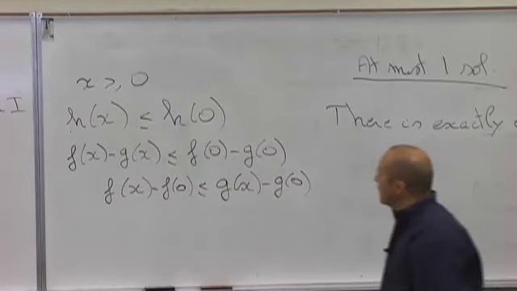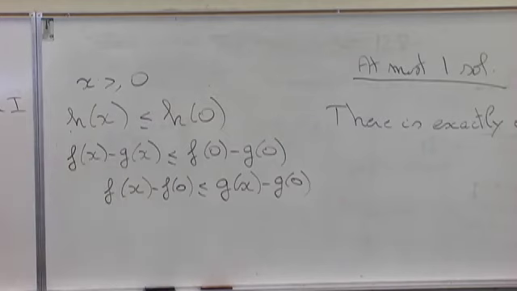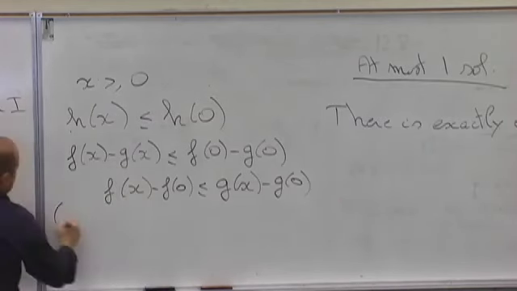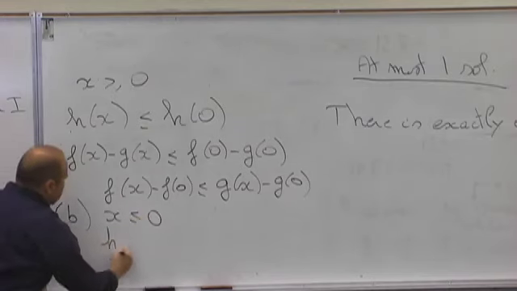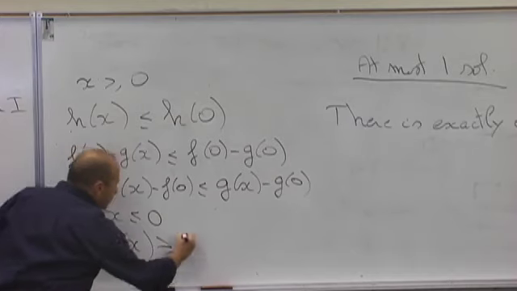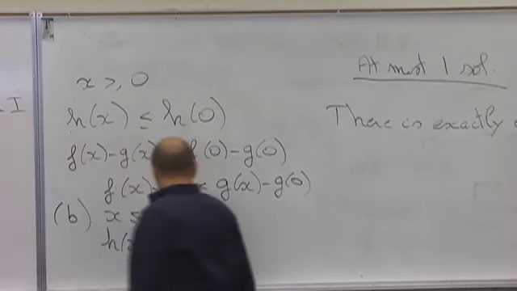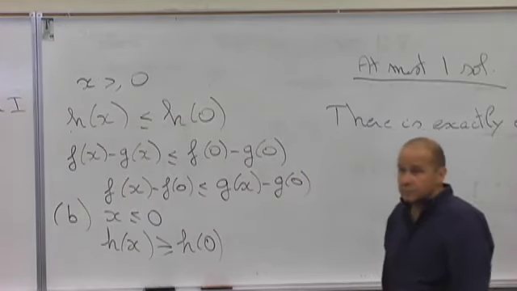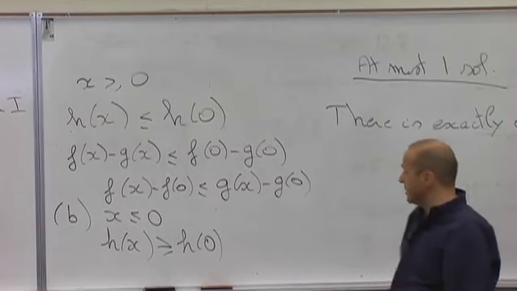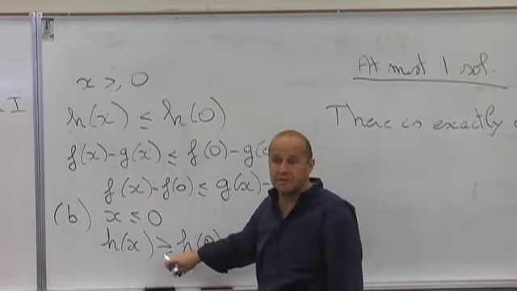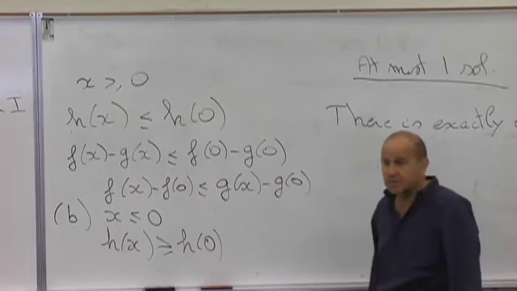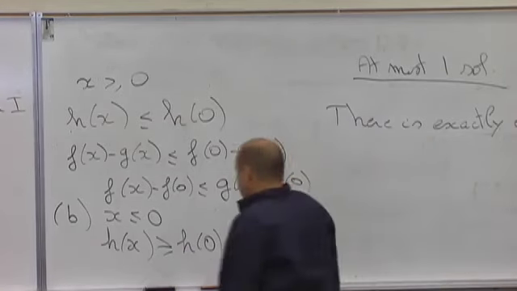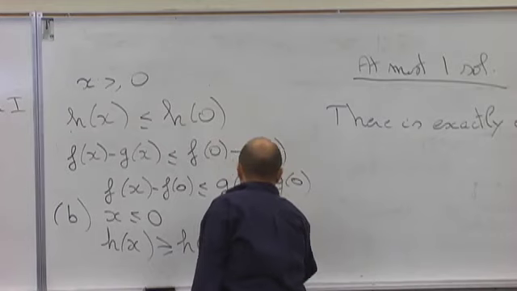Okay? Now, b is for negative x. And then we would again write that h of x is bigger than h of 0 this time. Again, it's decreasing, so I must reverse my inequality every time I take h on both sides. That's what it means to be decreasing. And we are going to have a reverse inequality, therefore.